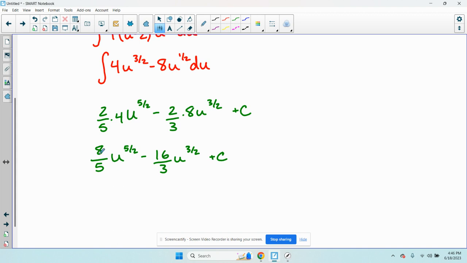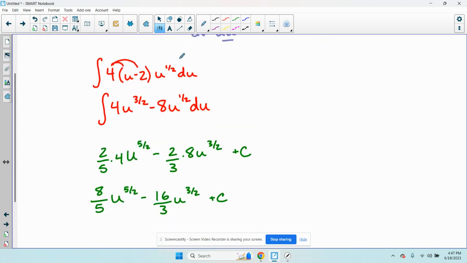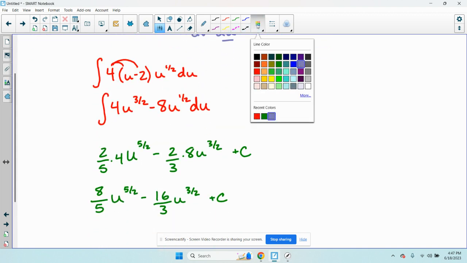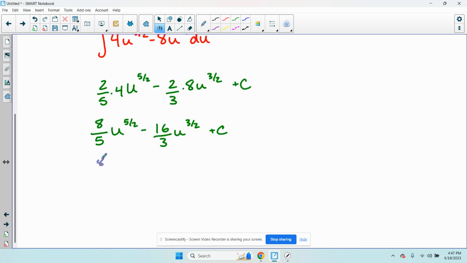And now we can go back and replace u with what it originally was, which is v plus 2. So this is going to leave us with 8/5 (v plus 2) to the 5/2 minus 16/3 (v plus 2) to the 3/2 plus c.